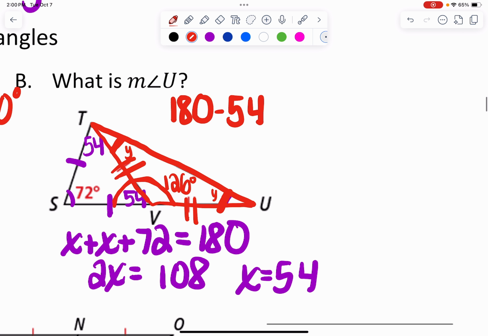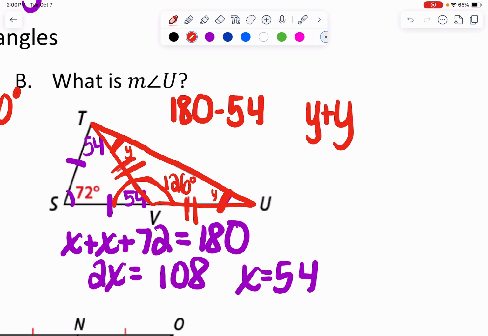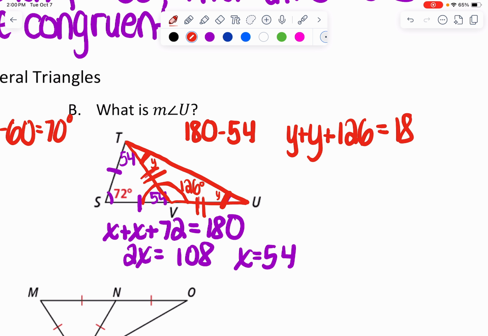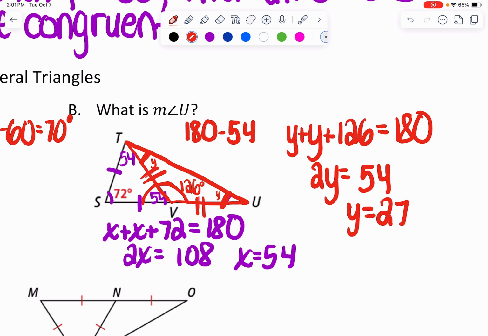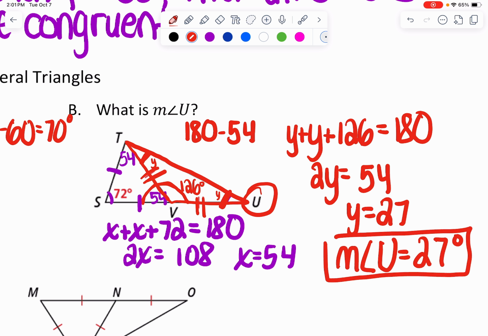Now setting up that red triangle, I would get y plus y. I can make any letter; I'm leaving it as almost a placeholder. Plus the vertex angle, 126, equals 180. And so you would get 2y. If I subtract 126, I would get 54. Then divide, you get y is 27. Look at what I labeled as y. Y was U. So in other words, the measurement of angle U would be 27 degrees. I'm just leaving letters as placeholders so I can set up my equation and not just have blanks.